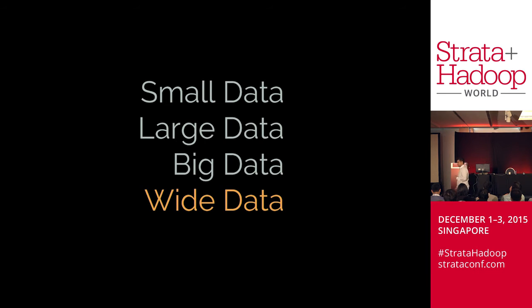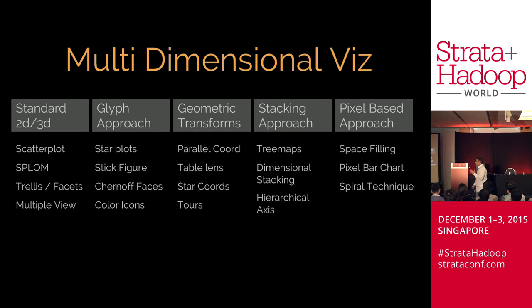So let's go to wide data, right? Big data is just when the number of observations is really large. But what if the number of columns in my data is really large? That's really wide data, which is what we're talking about. In wide data, we're going to talk about a few of these approaches.